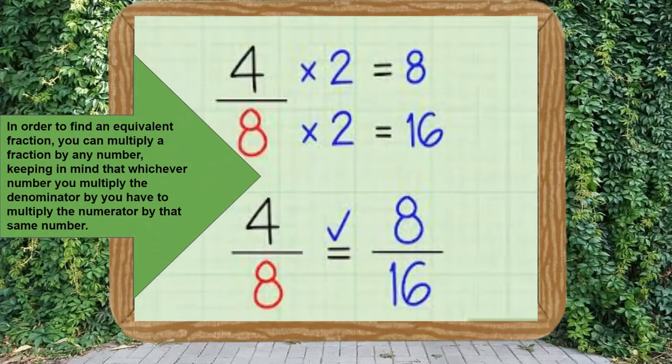In order to find an equivalent fraction, you can multiply a fraction by any number, as we have already seen. Keeping in mind that whichever number you multiply the denominator by, you have to multiply the numerator by that same number. So 4/8. 4 times 2 is 8. 8 times 2 is 16. 4/8 equals 8/16. It checks. It's an equivalent fraction.